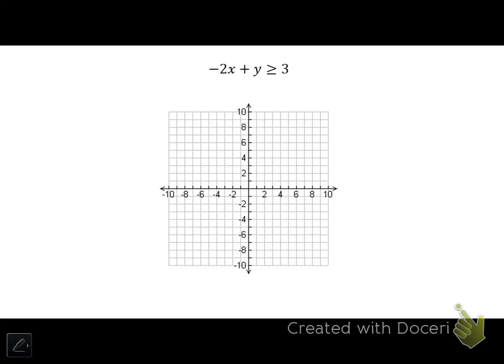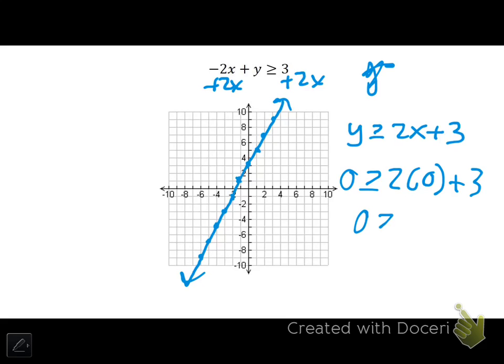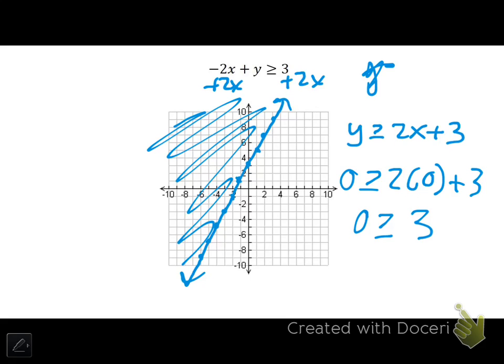Okay, got to get y by itself, so let's add 2x to the other side. Start at 3, go down to the left 1 or up to the right 1, and continue. Okay, it's a solid line because there's a line underneath my inequality. Plug in 0, 0. 2 times 0 is 0. Is 0 greater than or equal to 3? No, it's not. Shade on the left.